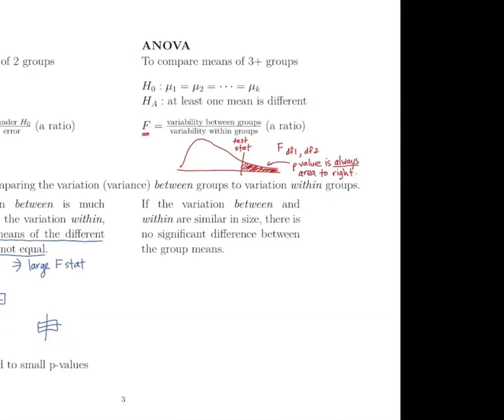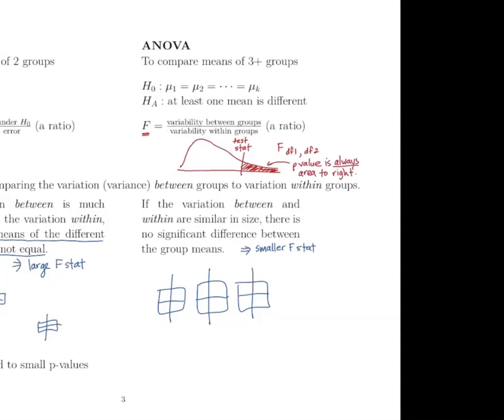Alternatively, if the variation between and within are similar in size, then there's not going to be a significant difference between the groups. So if I were to draw side-by-side box plots that look sort of like this, they're all very, very similar. They have similar variation within and between. You can kind of look at that and go, I don't really see that they're all that much different from each other. So something like this is going to result in a smaller F statistic, and maybe not even significant. When we work out the p-value, it might have a really large p-value.